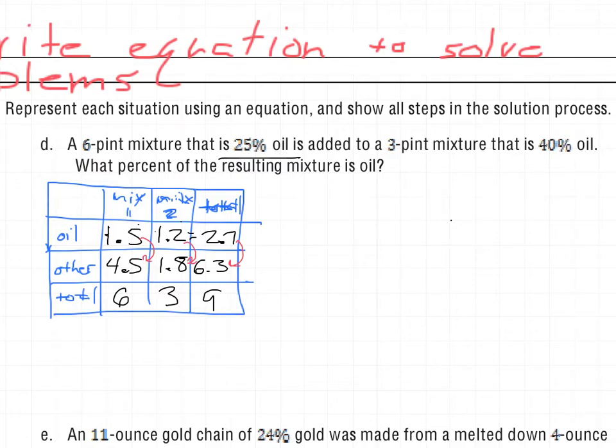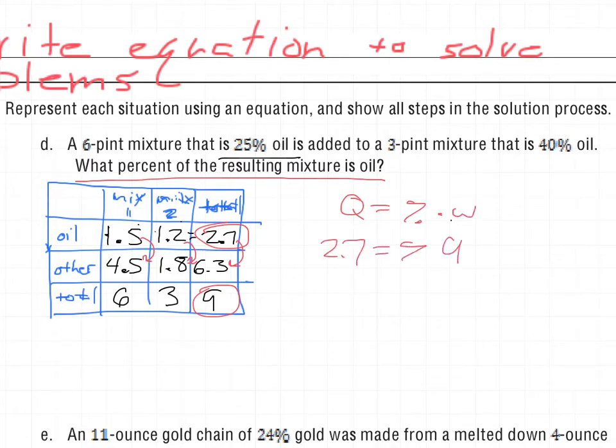And the question is asking what percent of the mixture is oil. So percent of this final mixture is oil. Q is equal to percent times whole. Whole is 9, quantity is 2.7. Looking for our percent, throw that into the calculator, and 2.7 divided by 9 is exactly 0.3. 0.3 is equal to our percent. Move the decimal 2 times, that's 30%.